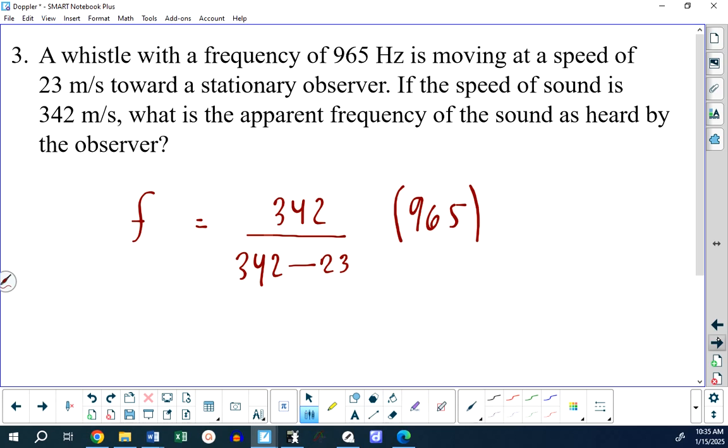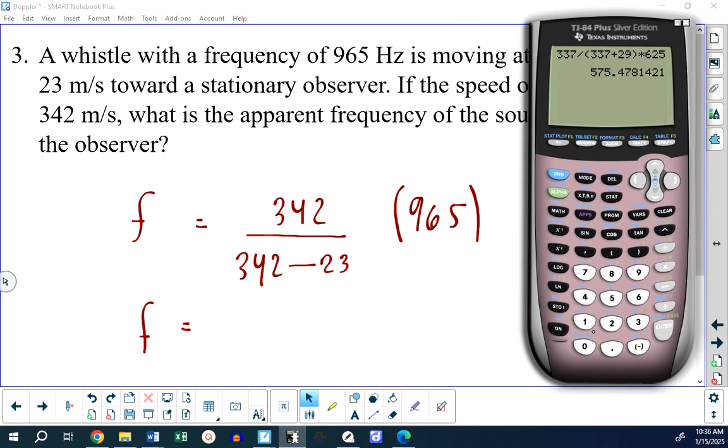I think most students will be more successful reasoning it out rather than memorizing those rules, saying, oh, plus when it's moving. I can't even think of it. So I want you to run that through your calculator, please. I'll do the same thing, 342 over 342 minus 23 multiplied by 965. I get a larger frequency.